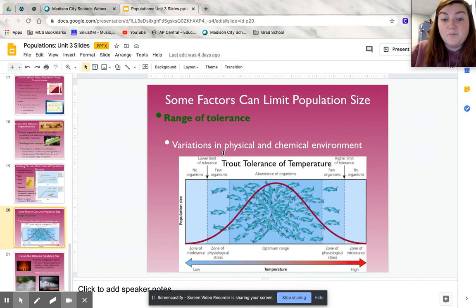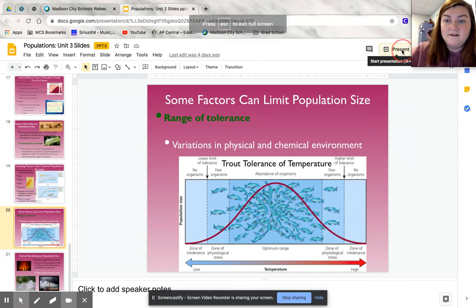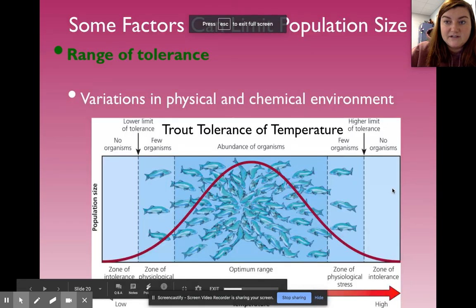You've got zones where they are put into physiological stress. So they're physically and psychologically stressed out. There might be a few organisms, but they're stressy. Like they're not living their best life in this area. But then here in this middle range, you've got your optimum range. This is where you're going to see an abundance of the specific species, because this is where they do their best. So range of tolerance is like how much can they deal with in either direction. Hopefully I did that explanation justice.